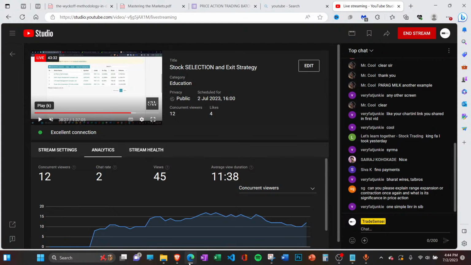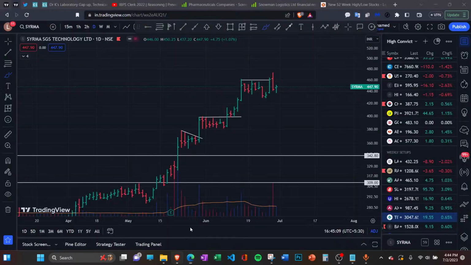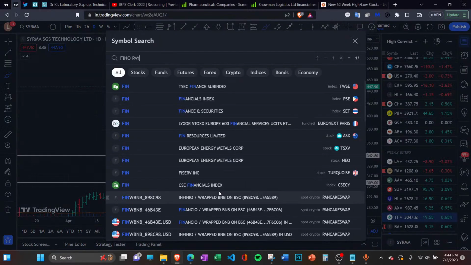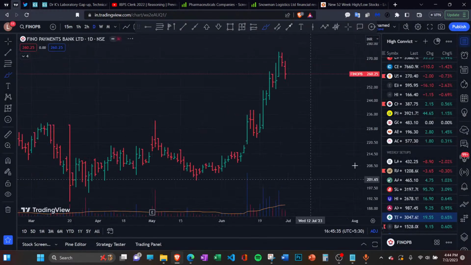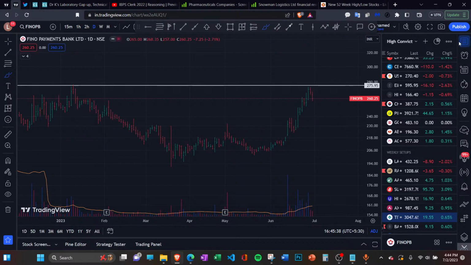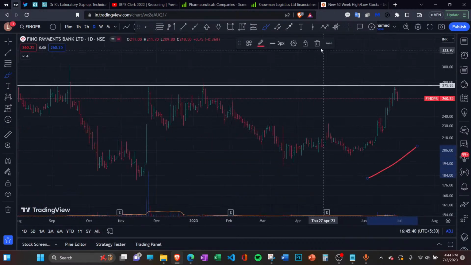Okay, can you explain range expansion or contraction once again? I'll go through that, but maybe first let me take a few of these stock queries. Always remember, none of the stocks that I've discussed or my watch list is a stock recommendation.